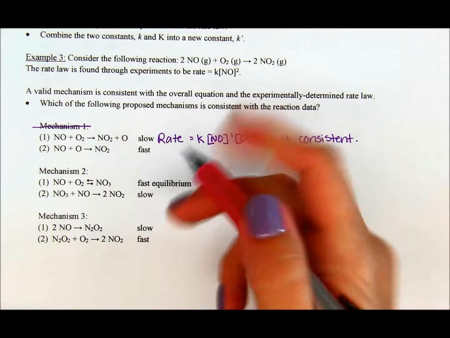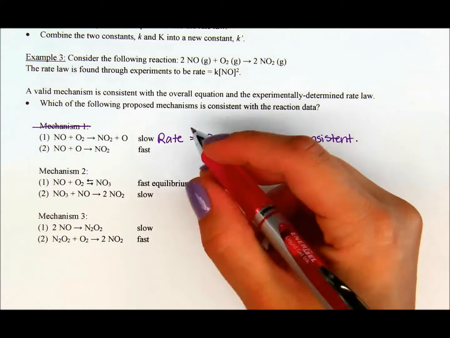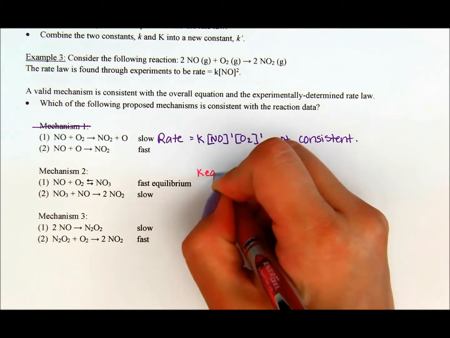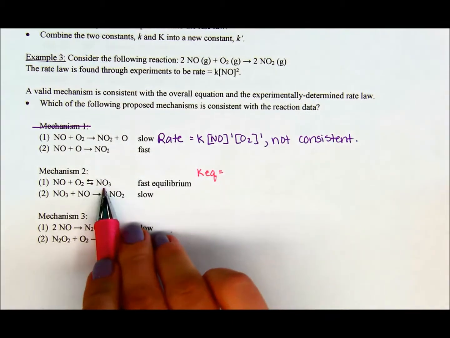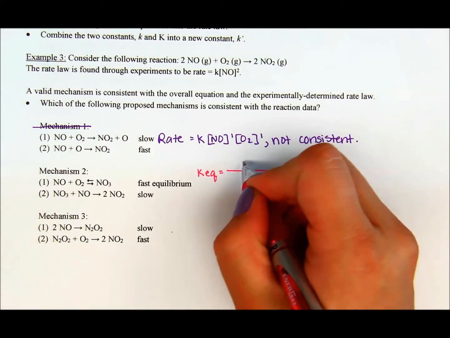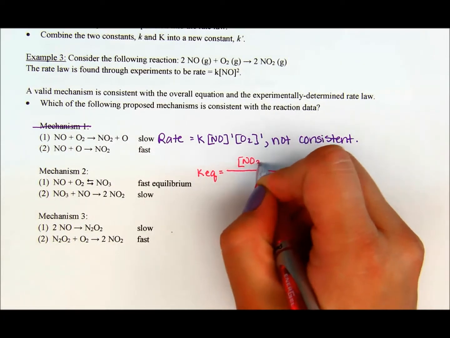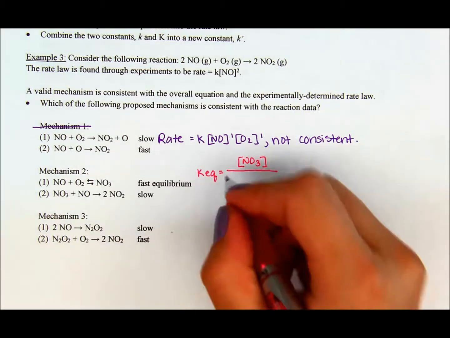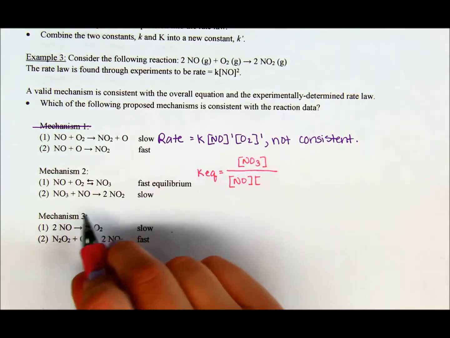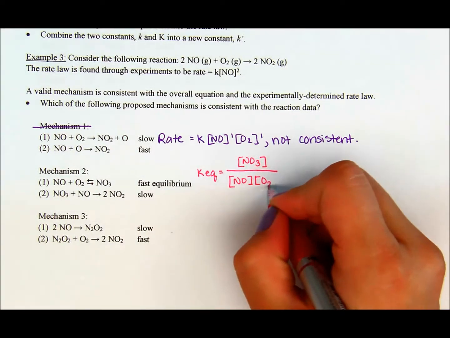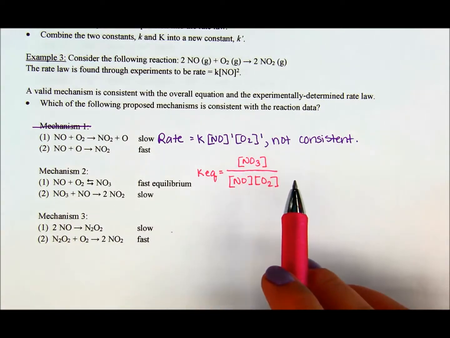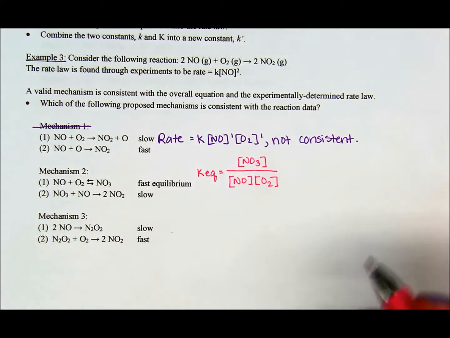I'm going to do this in a different color just so we can keep these separate. So we're going to do our KEQ equals, and then our products over our reactants. So our product is NO3 over our reactants, so concentration of NO times O2. And then if you had a coefficient there, those would go up in the exponents, just like we do with our rate law, but we don't.